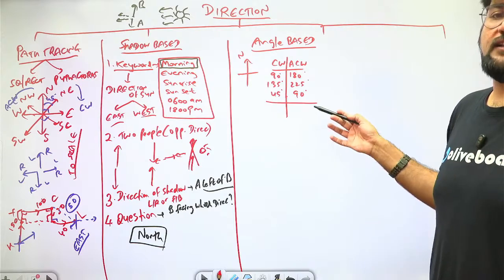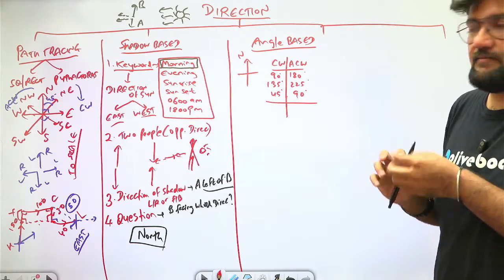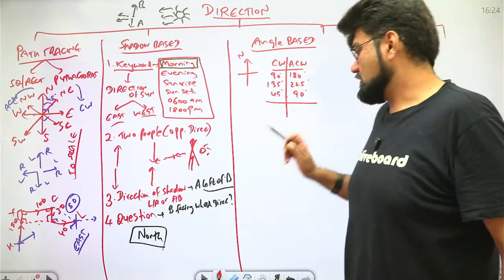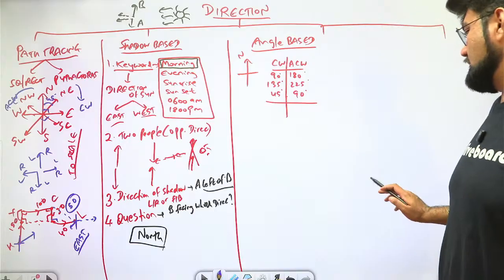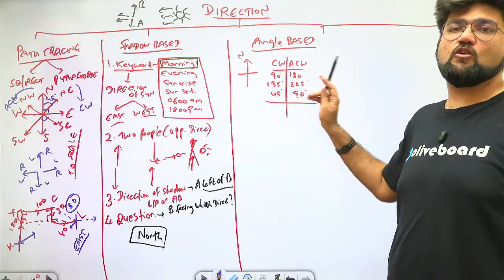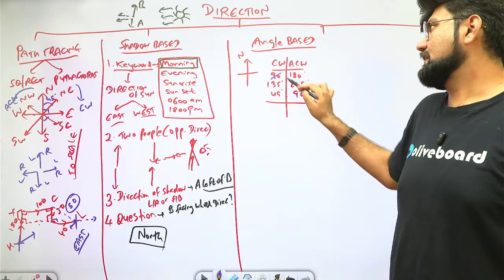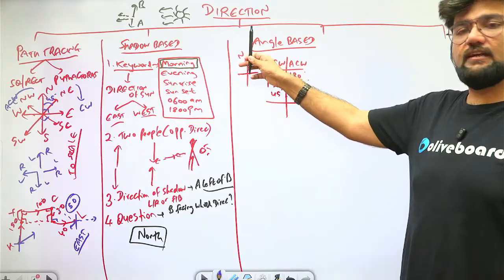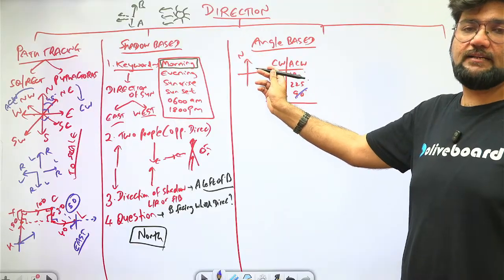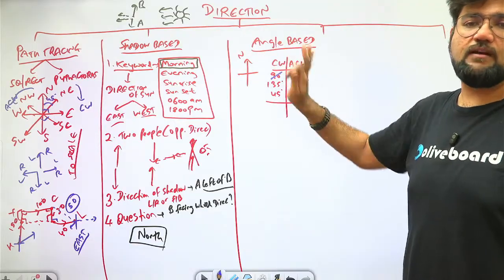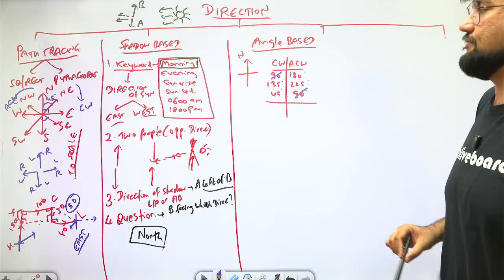Now I need to find the final direction. Where am I facing? So what is the first approach? The first approach is after drawing this table, you will cancel out all the angles which are common in both the cases. Like the 90 and 90 will get cancelled here. Because 90 degree clockwise movement followed by 90 degree anti-clockwise movement, net movement is 0. So that is not going to create any effect.